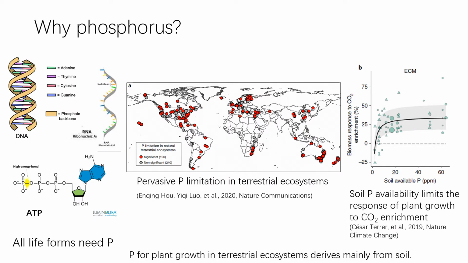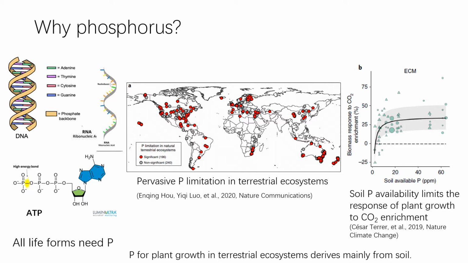If you are not familiar with phosphorus, you may wonder why we are concerned about phosphorus. The reason is that all life forms need phosphorus for growth and reproduction. Almost all life forms use DNA or RNA as the carrier of genetic information, and use ATP as the carrier of energy during biochemical reactions. Phosphorus is a key element of these macromolecules.